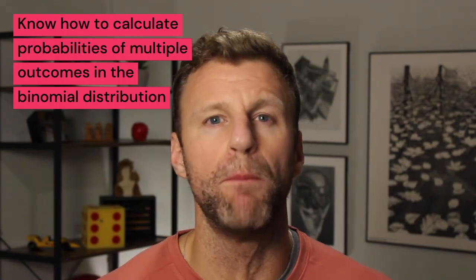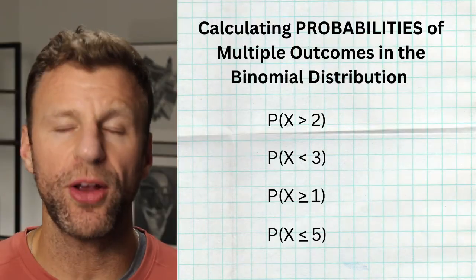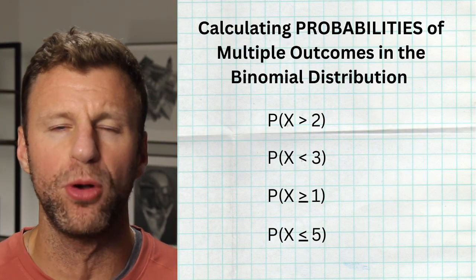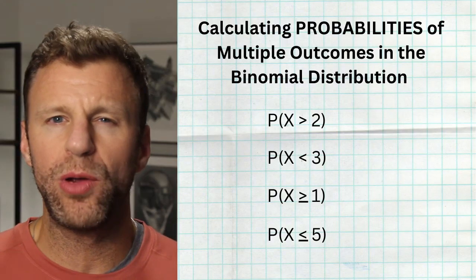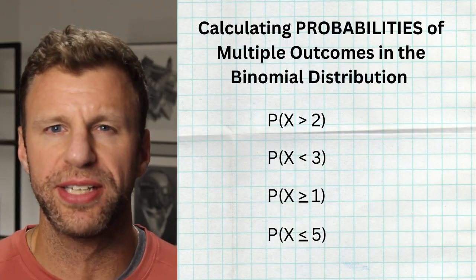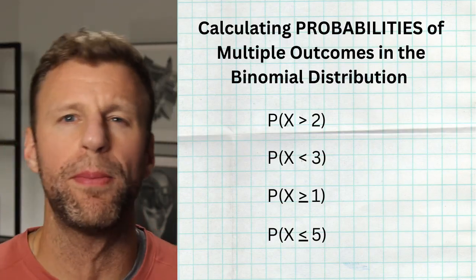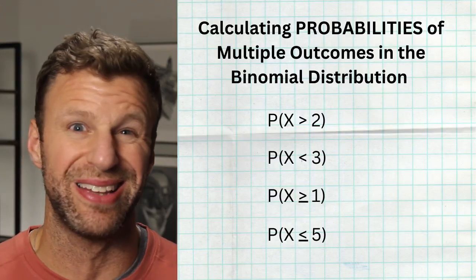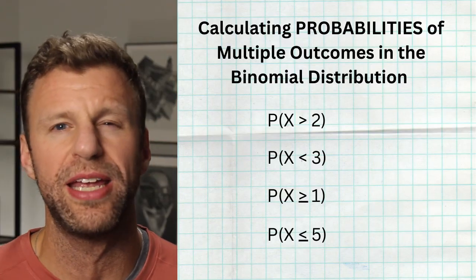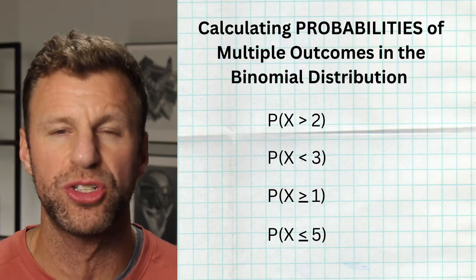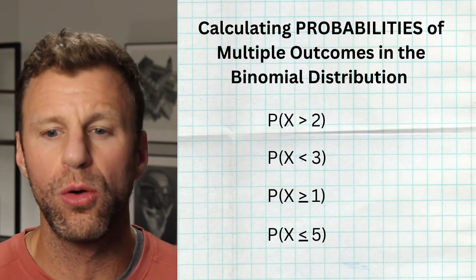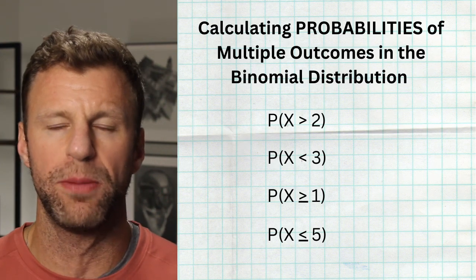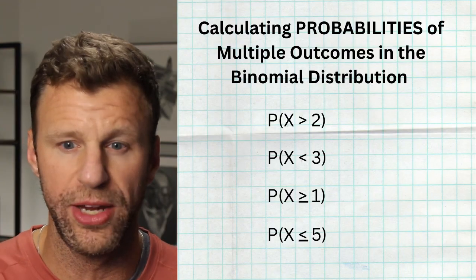Now the third tip, the third thing you need to be able to do with the binomial distribution is calculate probabilities of multiple outcomes. So we just walked through finding the probability of exactly that one outcome of 3 bullseyes. But what if we want to combine some of those probabilities together? For example, we could ask you, what's the probability that he makes more than 2 bullseyes? Or what's the probability he makes less than 3 bullseyes? Or what's the probability he makes at least 1 bullseye, which is greater than or equal to 1? Or what's the probability that he makes at most 5 bullseyes, which would be less than or equal to 5?